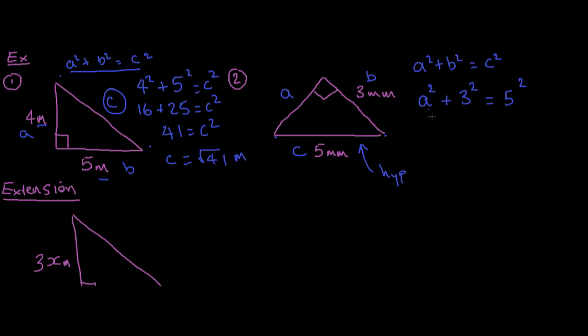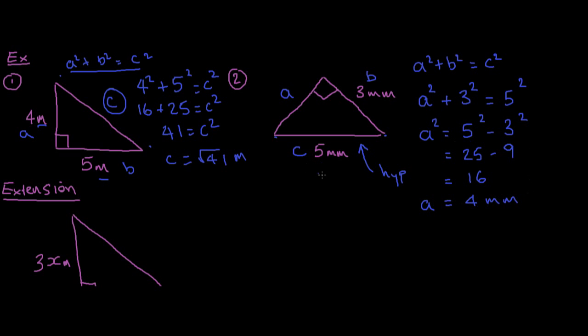So, how do we get a? Well, we have to rearrange this to get a. So we get a squared is equal to 5 squared take away 3 squared, which is equal to 25 take away 9, which is equal to 16. Now then, we want a and not a squared, so we have to square root that. So a is equal to 4 millimeters.